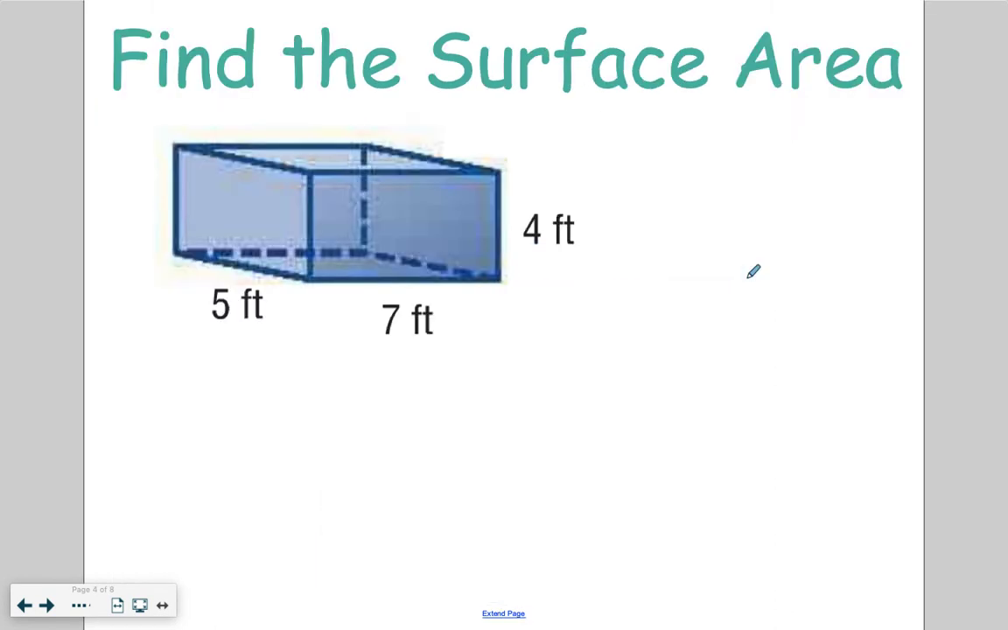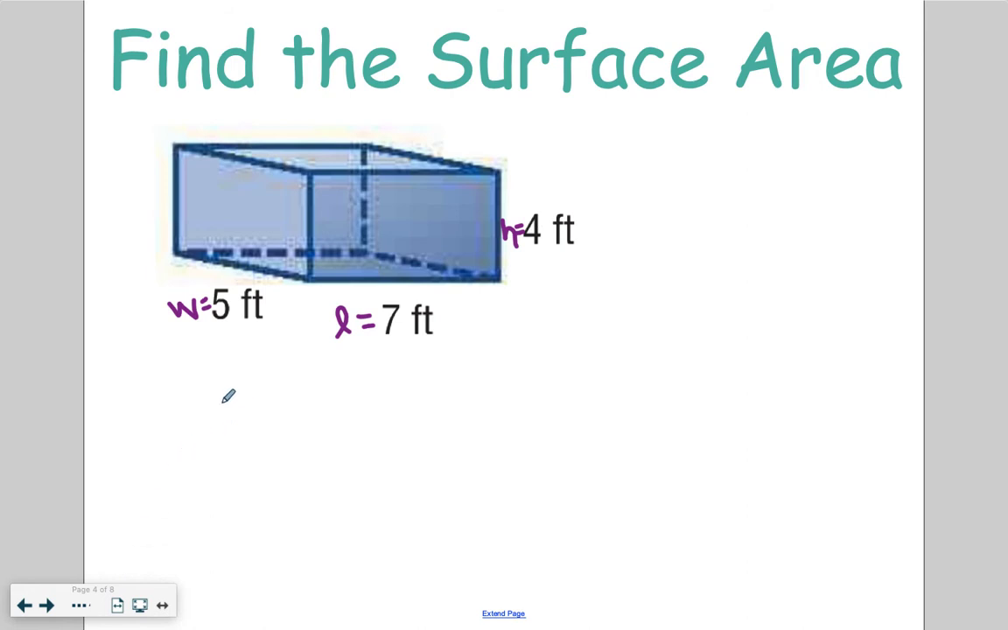So we're going to go through now and find the surface area of this first rectangular prism. First thing you're going to want to do is label. So this length is going across, and then we've got the width going front to back. We've got our width here of 5 feet, and then we've got our height of 4 feet.